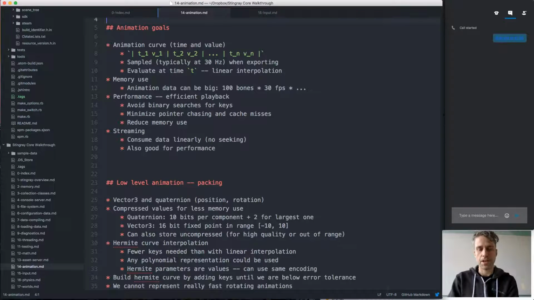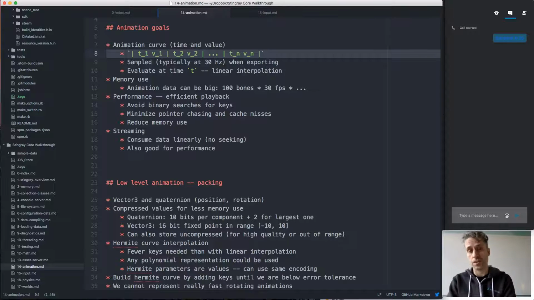Well, typically with animation we have some parameter that we want to evaluate, and we have samples of this value at specific times. So we have a list of keys which consist of a timestamp and a value for the parameter at that time. This is not necessarily the only way you could do things. What we do when we do animations is that we take whatever we get from the animation program and we sample it at some fixed frequency and sample it out into timestamps and values like this.